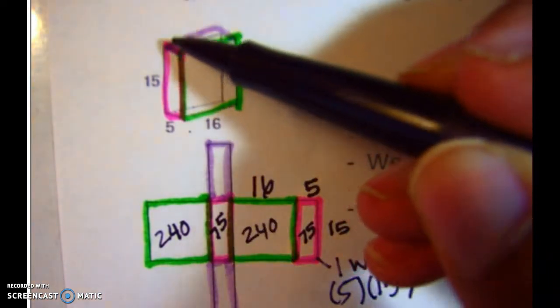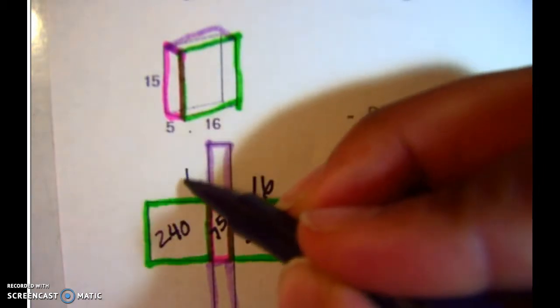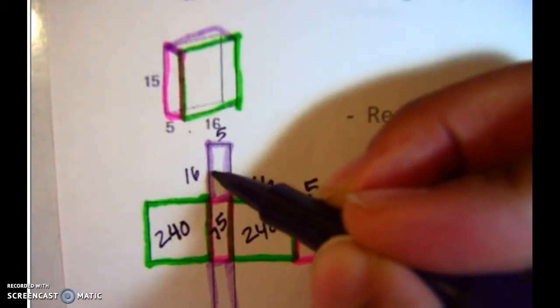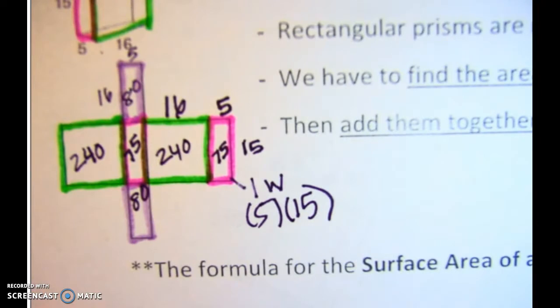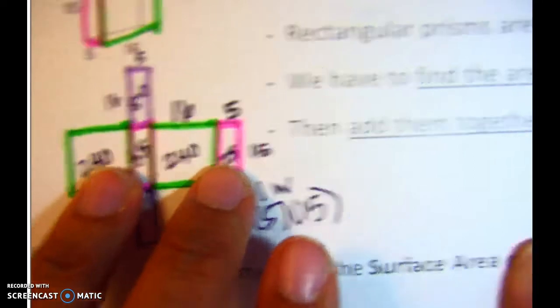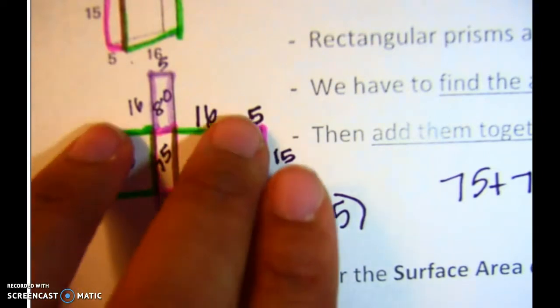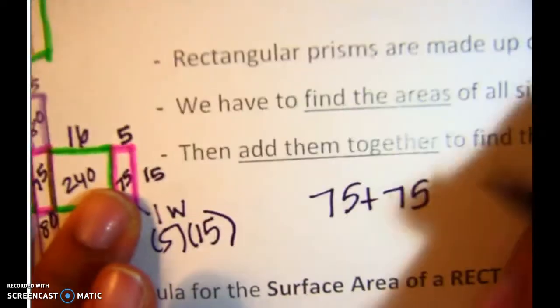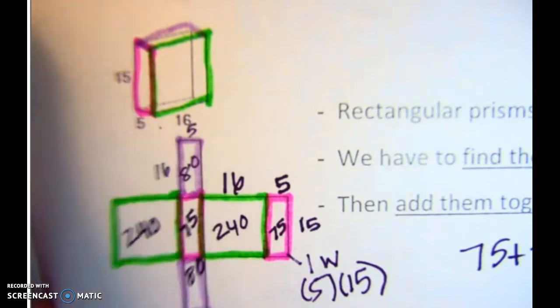Then I have the top and the bottom. This is a 5 by 16. So this edge is 16, this edge is 5. And you multiply that together, you should get 80. And whatever the top is, the bottom's going to be the same thing. Well, what is the total surface area? Well, I have two sides that are 75. I have two faces, a front and a back, that are 240. And I have a top and a bottom face that are both 80. Both have an area of 80.